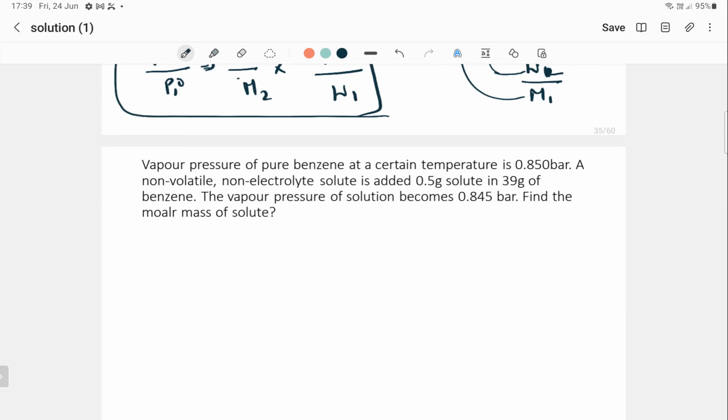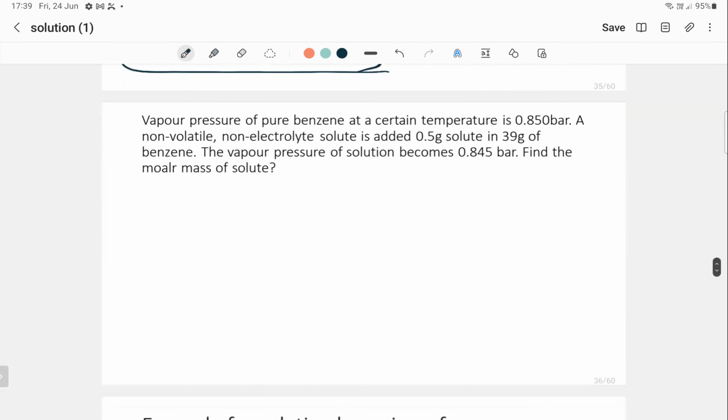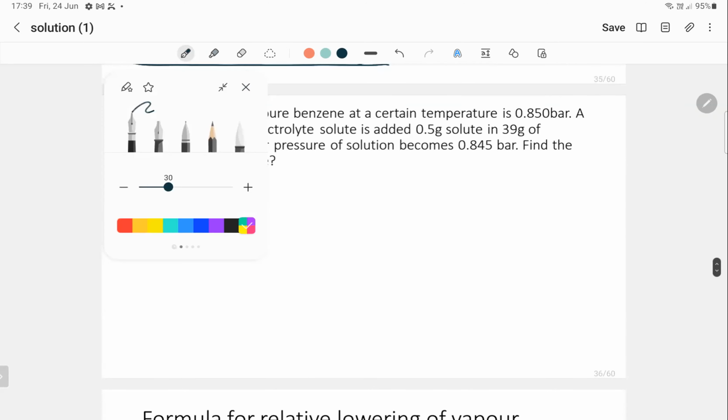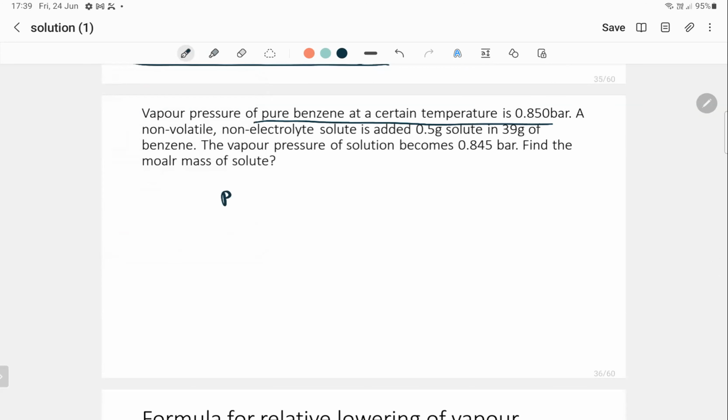So the molar mass you have to find. See, take its molar mass as 12 into 6 plus 6, so 78 molar mass. And where the rest of the solution becomes. So here they have given your P1. Clear? I'll write this thing. See, this is pure benzene. So which means your P1 naught is 0.850 bar. Solvent in solutions.